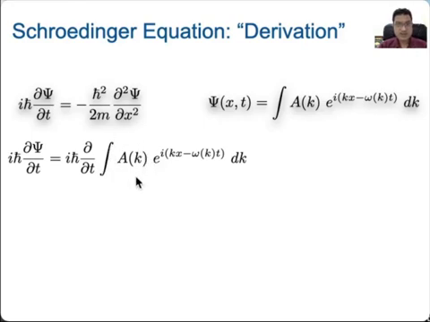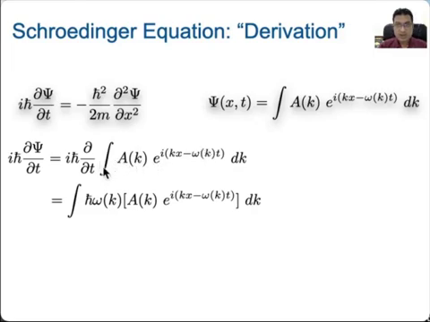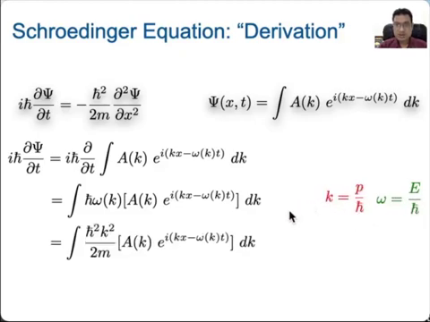A(k) is independent of time, so only the exponential will be differentiated. So what I will get is this i, and here I will get minus iω(k). So i times minus i will be minus i², which will be plus 1. Then ħ is here and ω(k) comes here. Now we know that ω is equal to E by ħ, and momentum is ħk, so I can rearrange this quantity ħω by using these two terms as ħ²k² divided by 2m.